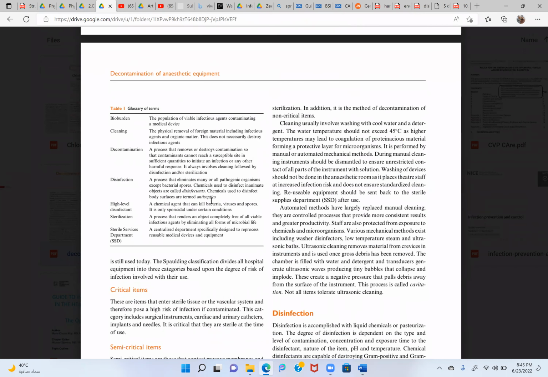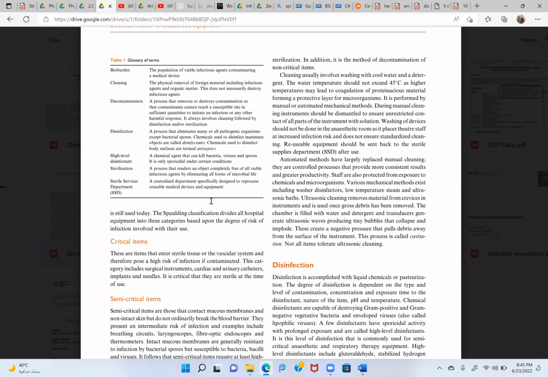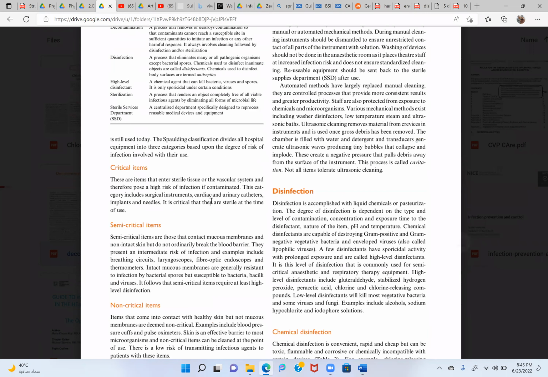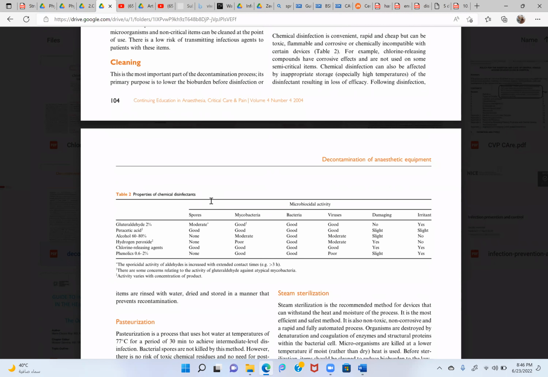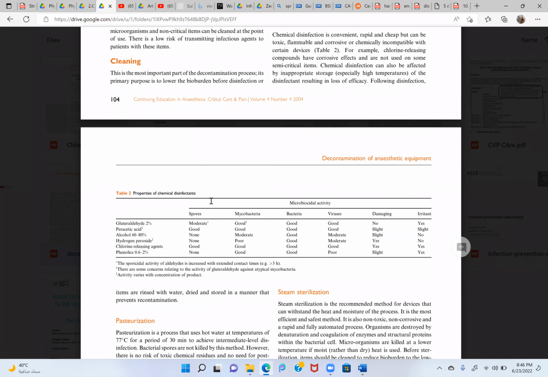Some of the things that we have discussed: disinfection, semi-critical items, chemical disinfection. This is slightly more detail about it.